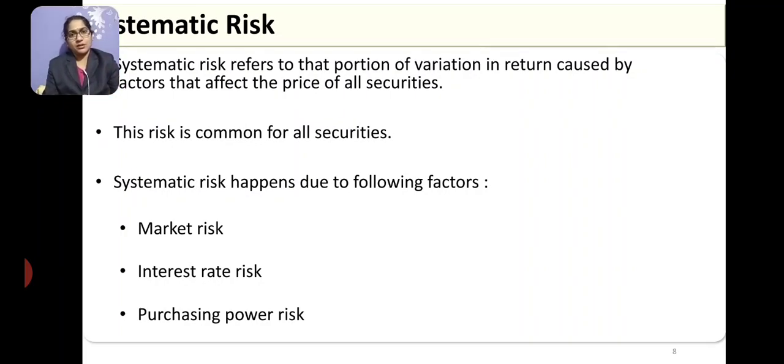So it is common for all the securities. This happens because of market risk, interest rate risk, purchasing power risk. So as I told, in the market anything can happen. So recently we saw corona. So lockdown happened, so every business had to close, or a new policy comes which every business has to follow. Petrol prices are hiked, so everybody has to pay the same high price, isn't it? That means it is common for everyone. It is because of the changes in the market situation.